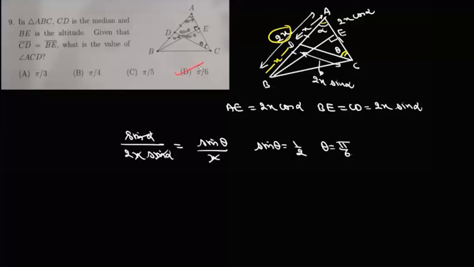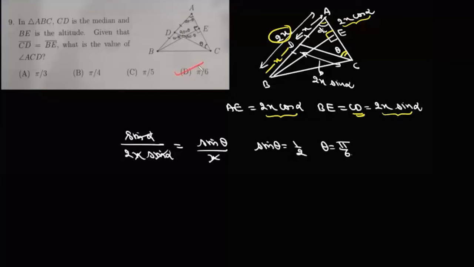Now in this triangle AEB, which is a right angle triangle, AB is the hypotenuse and the angle is alpha, so AE is basically 2x cos alpha and BE is basically 2x sin alpha. We are given that BE is equal to CD. So therefore CD is also 2x sin alpha.